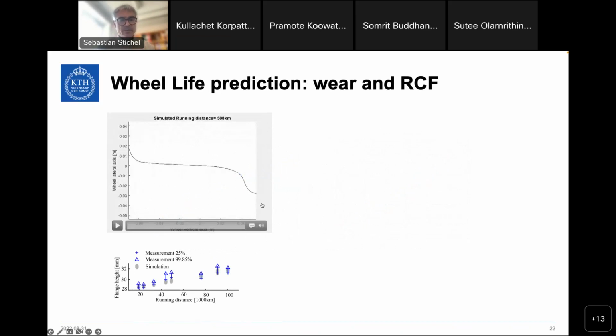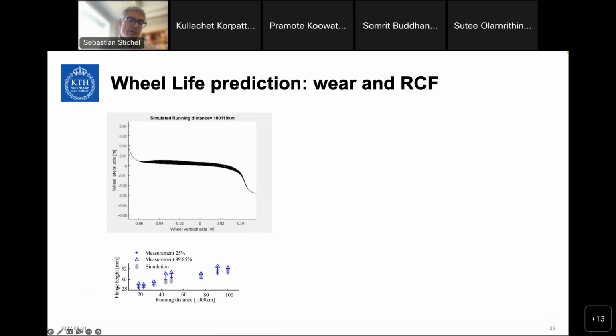That is a big advantage for the workshop. Here is just one example where you can see how the wear on the locomotive wheels develops. We have calculated up to about 100,000 kilometers of running distance, and you can see how it develops from new to worn wheel. And we have also compared our simulations to measurements and have seen that there's a very good coincidence here.